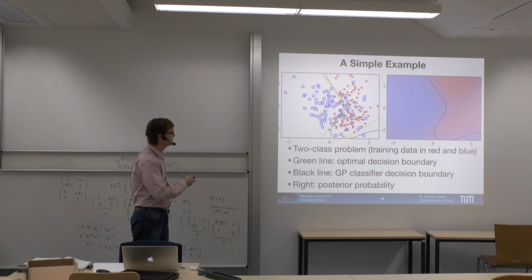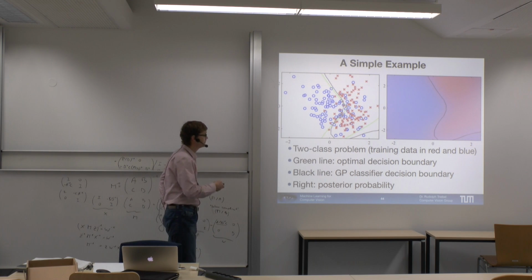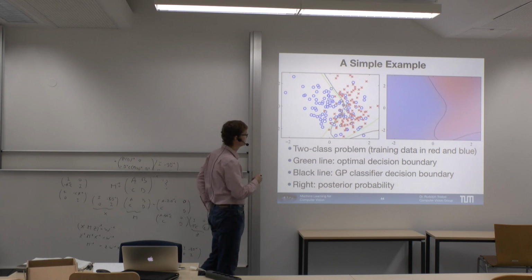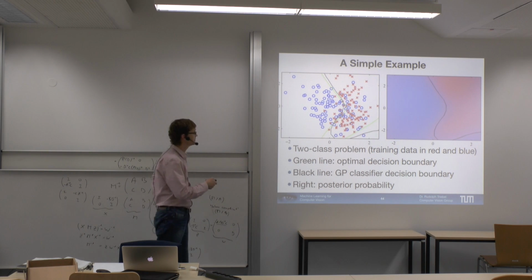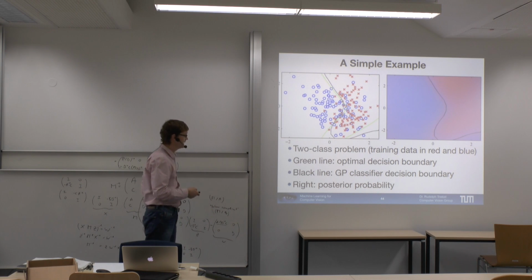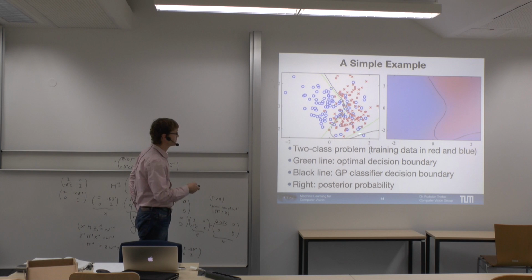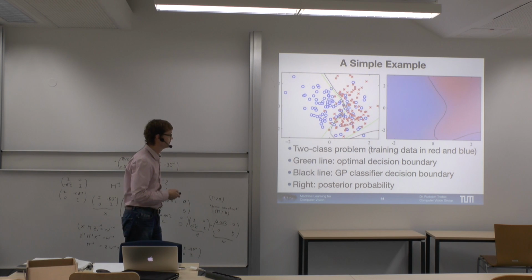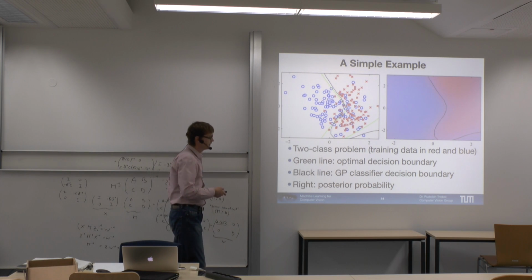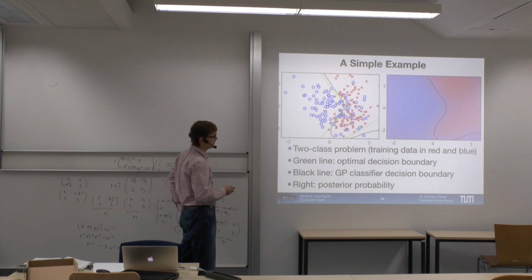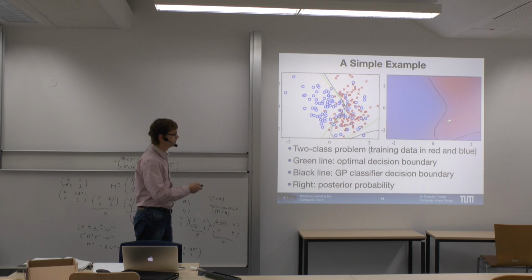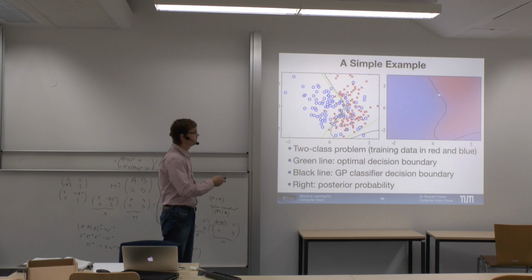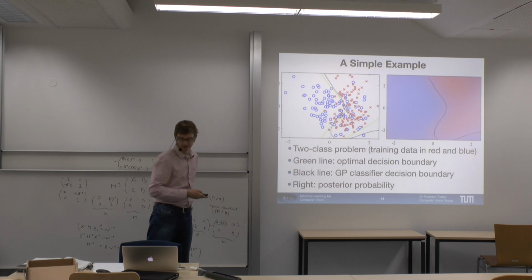And this is just a simple example of how we do this. This is a two-class problem, with red and blue classes here. And the green line is the optimal decision boundary, right? This is from ground truth. And the black line is the one that the GP classifier gives us. And you can see it's very, very close to the optimal one. And this is just a colored version of this space here, where this is all blue and this is all red. And in between, we have uncertainties here.